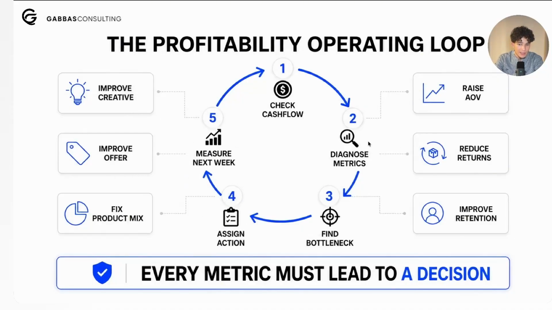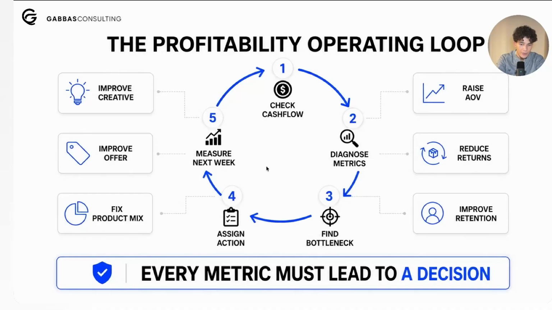So after you took this action, you take a look, did it move the needle? Did it make a difference in my store or not? Did I get more profitable, or did I create a more unprofitable campaign than last time? And so based on that, you, for example, improved your creative, or you improved your offer, you got better results. And now with this data, you check your cash flow. And from checking your cash flow, you go again into diagnosing the metrics, and then you have this whole profitability loop.